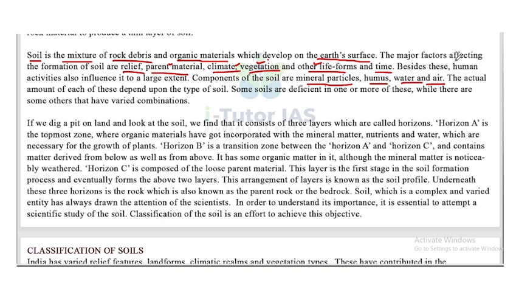Okay, so the factors affecting the formation of soil are relief, parent material, climate, vegetation, other life forms, and time. Now, the components of soil are mineral particles, humus, water, and air. The actual amount of each of these depends upon the type of soil. Some soils are deficient in one or more of these, while there are some others that have varied combinations.